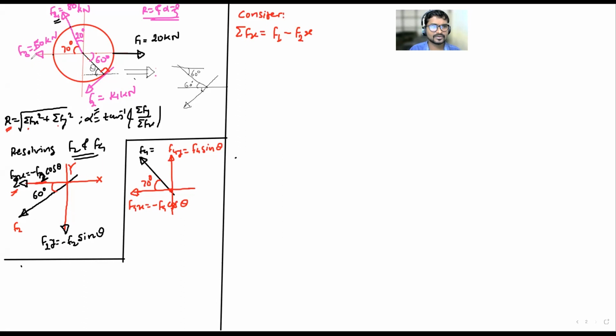F1 is done, minus F4x, minus F4x. Is everything finished? Is there anything else? Minus F3, minus F4. Now put up the values.